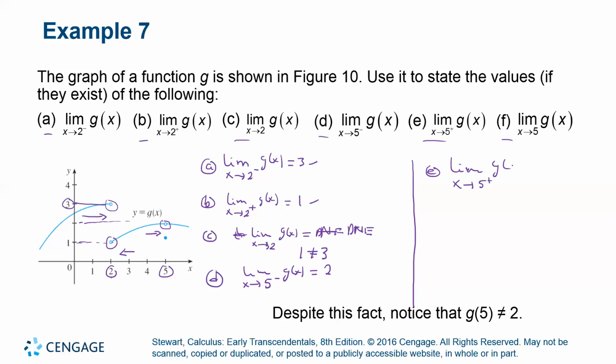Now E, what is the right-hand limit as x approaches 5 from the right? If you look at this, it's the same value. That is also equal to 2, because you have 1, 2, this is 2. So now the question is, this is E, what is F? What is the limit value as x approaches 5 of g of x?